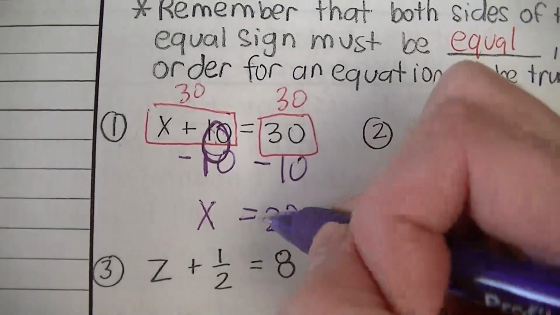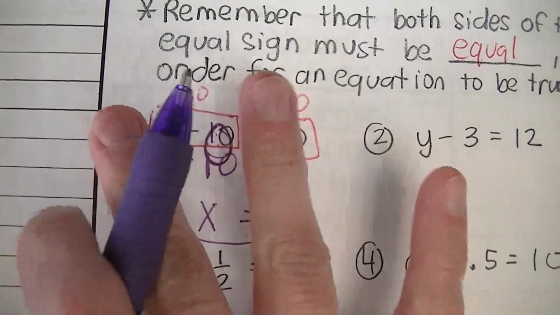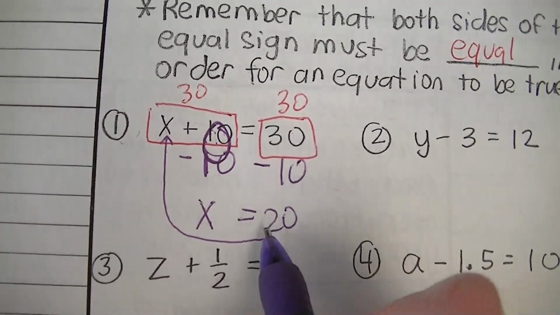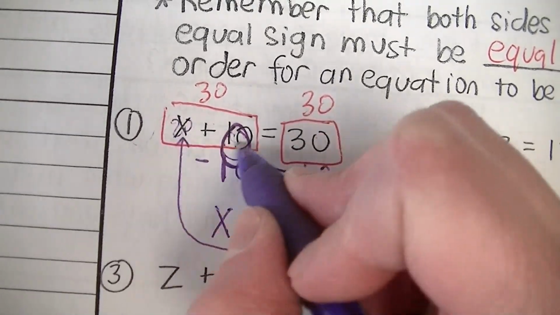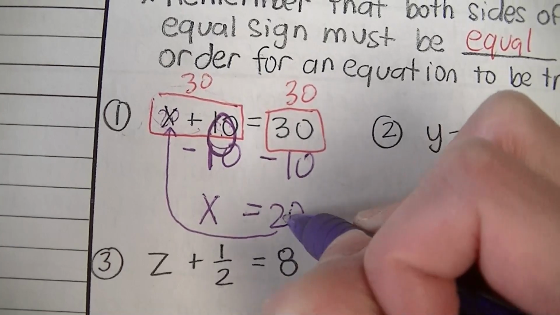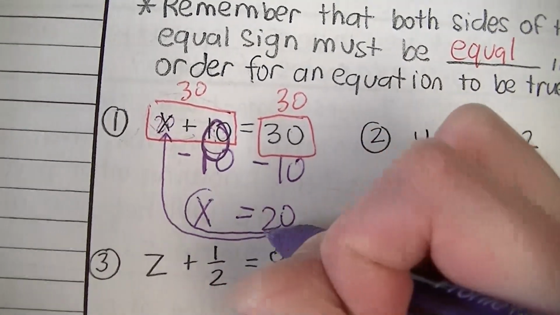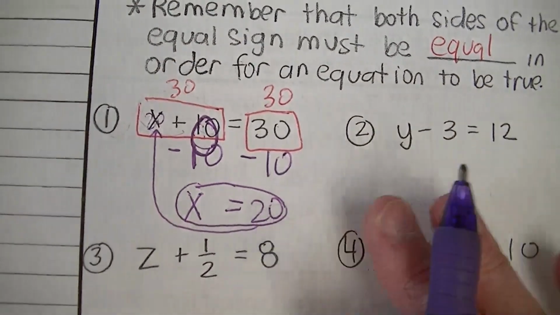And here's how you check it. It's called substitution. You take that 20 and you put it right there and see if both sides of the equal sign are equal. So when I put that 20 right there, 20 plus 10 is 30. So this side equals 30, which this side equals 30. So that's why I know that the value of x is 20, and that's my answer. I always circle it after I verify that it's actually correct.